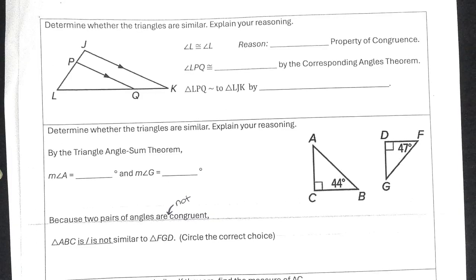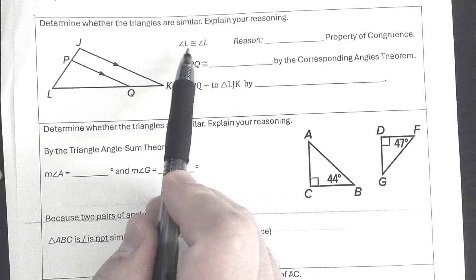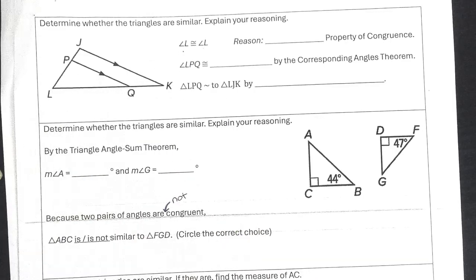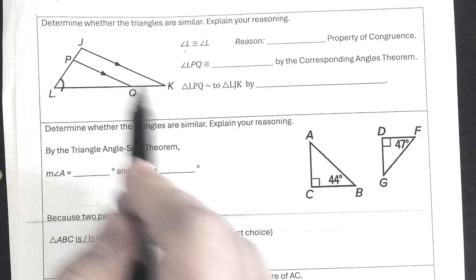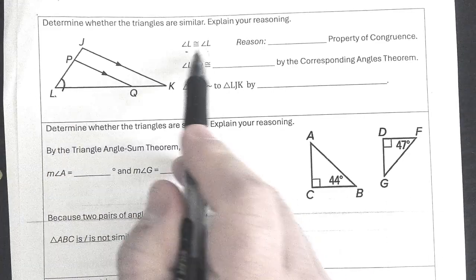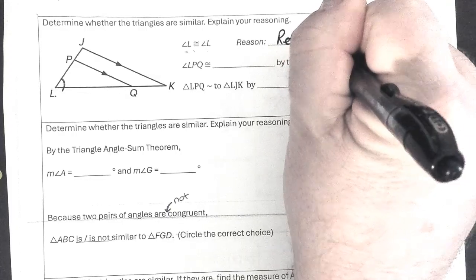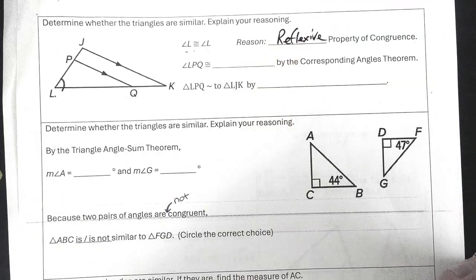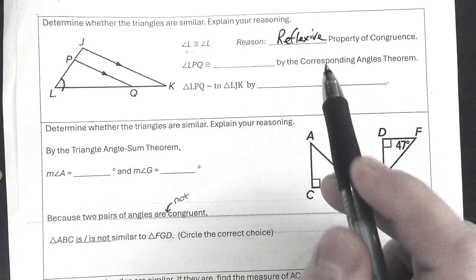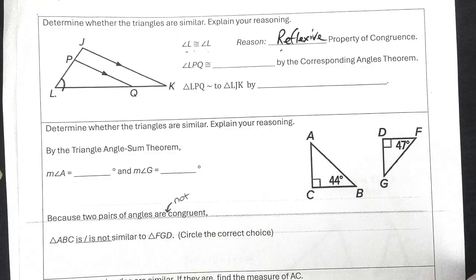All right. Determine whether the triangles are similar. Explain your reasoning. Here, L is congruent to L. L goes with both triangles, so that's why we say that. Anytime something is congruent to itself, it is always the reflexive property. As I've told you, think about something being congruent to itself. If you look in the mirror, you're the same size. You're you in the mirror, so you're congruent to you, and it's your reflection. And this is reflexive.